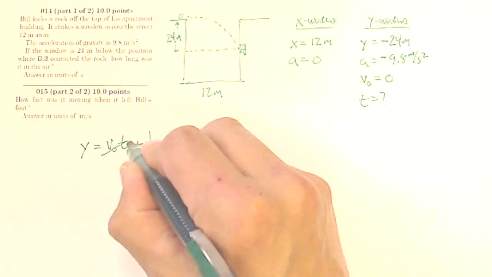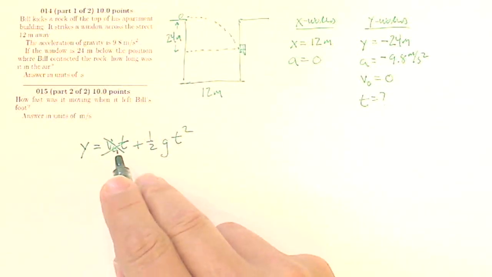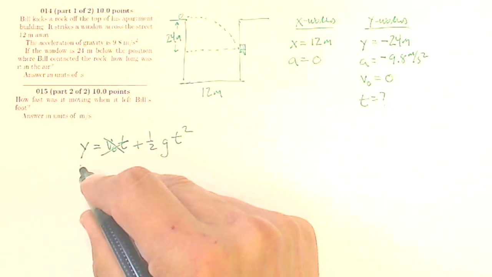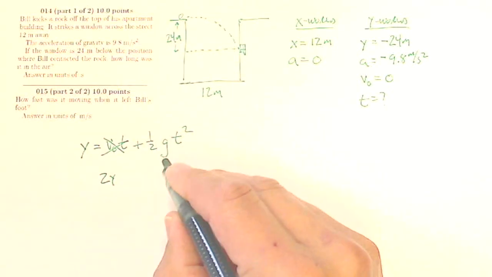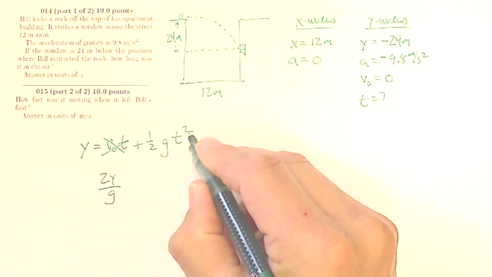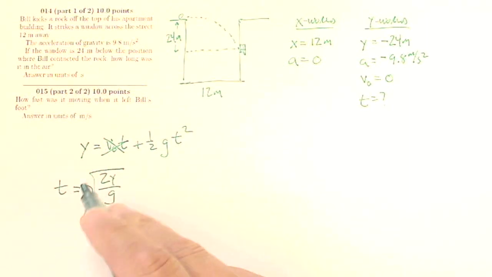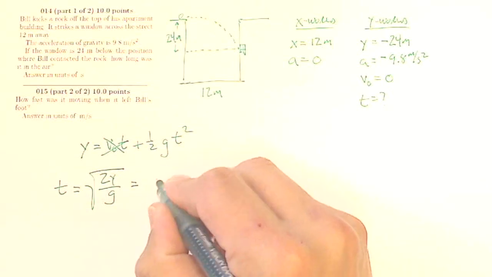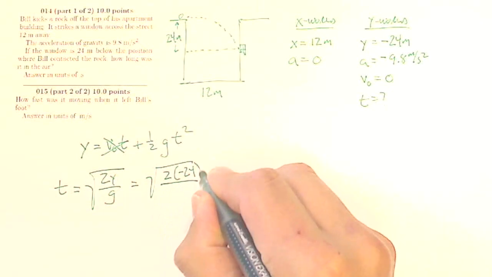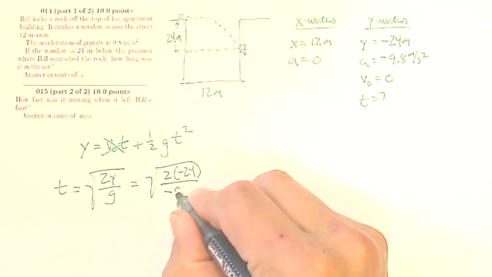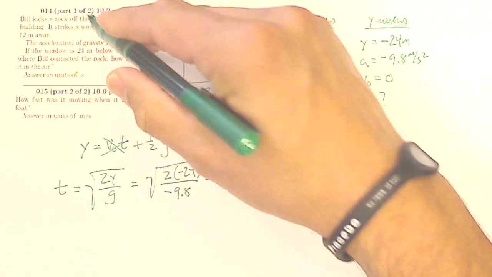If my initial velocity is 0, this goes away, and I get y as 1/2 gt squared. And you should be used to this by now. If this is 0, you multiply by 2, you divide by g, and you square root. So multiply by 2, I get 2y, divide by g, equals t squared. So square root it, and that is going to be the amount of time in the air, square root of 2y over g. So for me, that's going to be the square root of twice my negative 24 over my gravity of negative 9.8. You'll see the negatives go away, and I'll be left with some amount of time. That is question number 14.